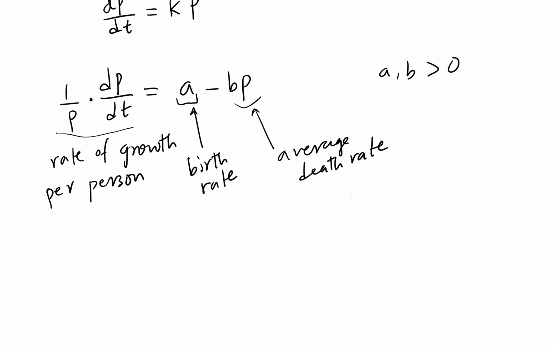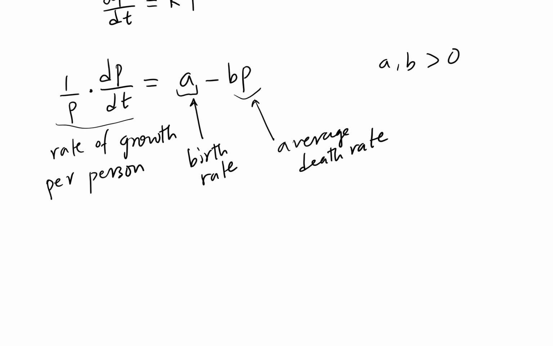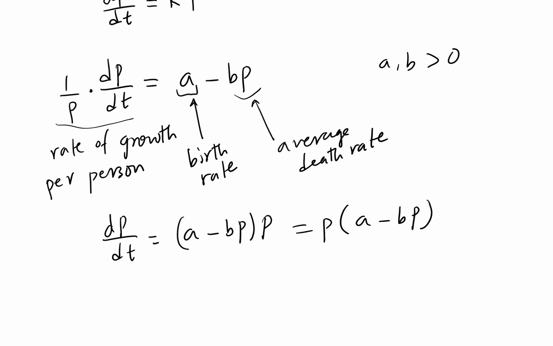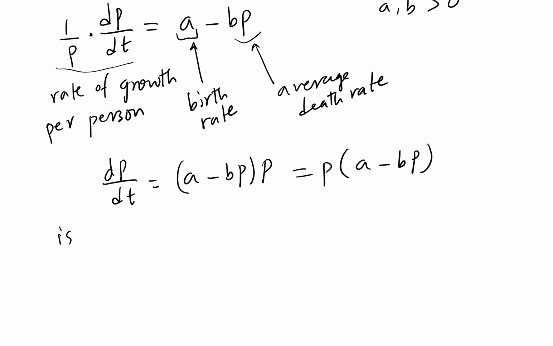Then if we take this differential equation and multiply both sides by P, we get dP/dt equals a minus bP times P, or you can write it as P times a minus bP. I don't know if you remember from calculus, this is called the logistic differential equation, or logistic equation.